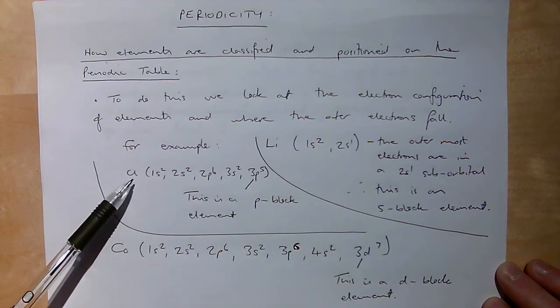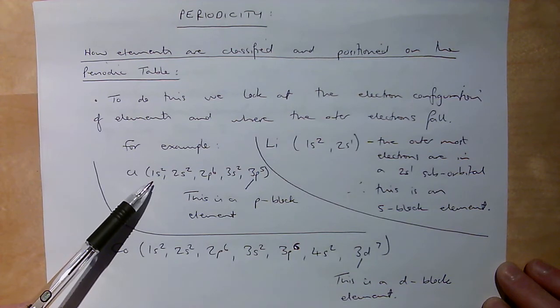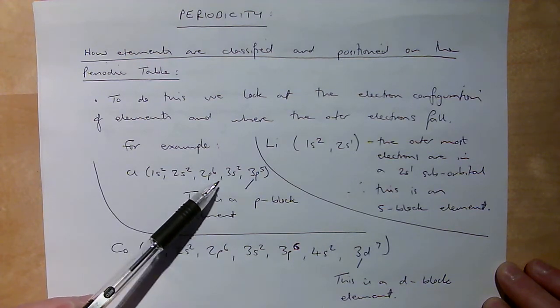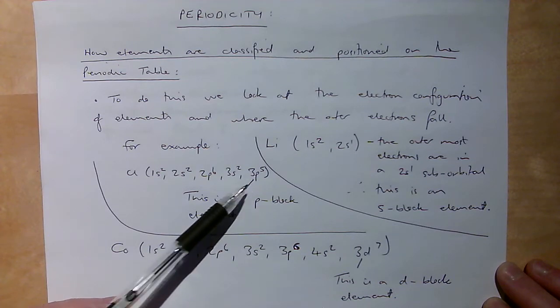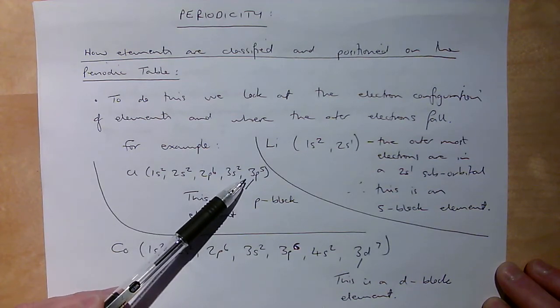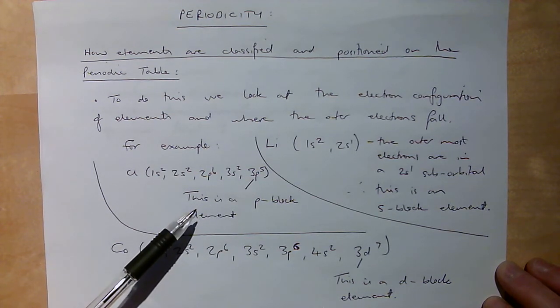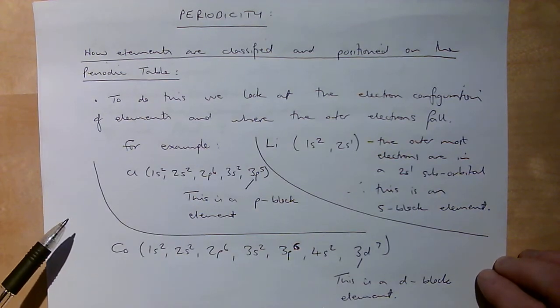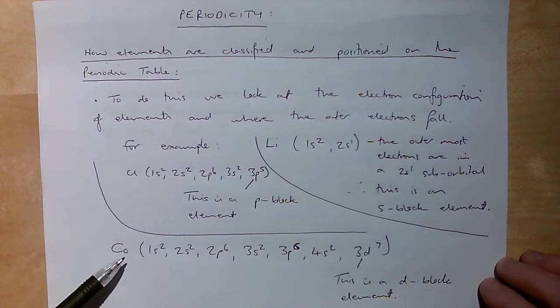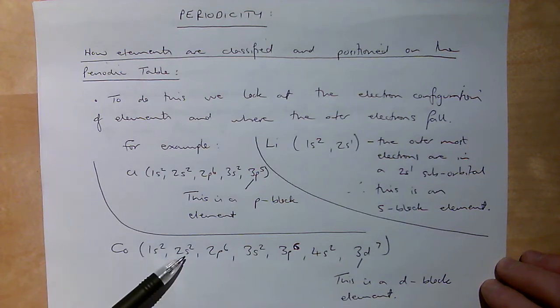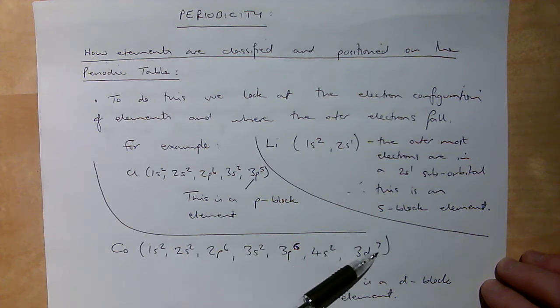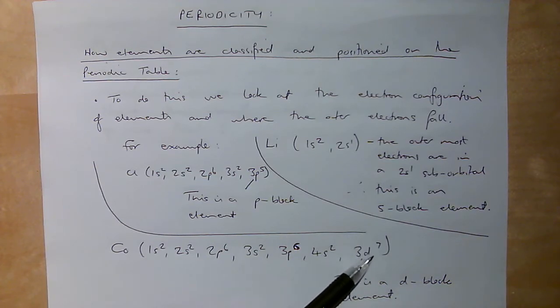If I take the element chlorine, its electron arrangement is 1s2, 2s2, 2p6, 3s2, 3p5. So its outermost electrons are in a 3p suborbital, therefore we classify this as a p block element. If I take the element cobalt, its electron arrangement is 1s2, 2s2, 2p6, 3s2, 3p6, 4s2, 3d7. So its outermost electrons this time are in the d subshell. So this is a d block element.